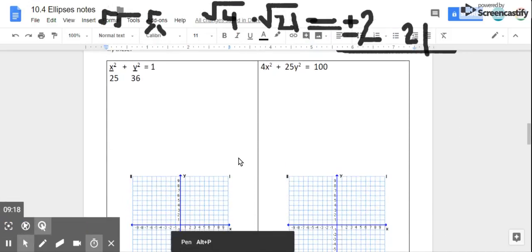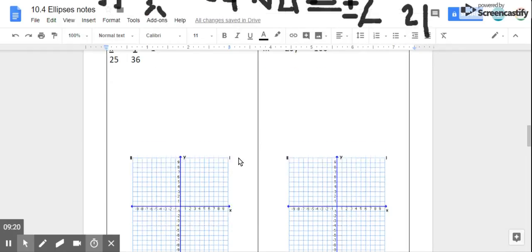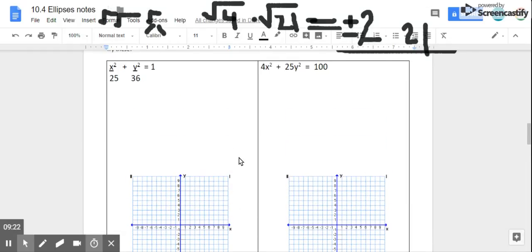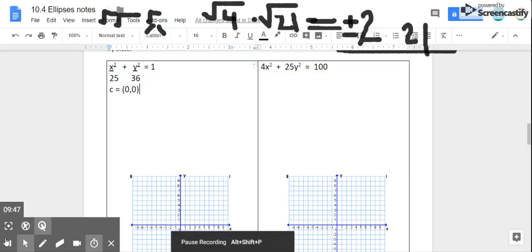All right, so let's go ahead and scroll. So here's our next 2 problems. Okay. So first thing you need to know, what is the center? So the center is at 0, 0. And then how do you move along the x-axis? So I'm going to cut off the video and then start another one.